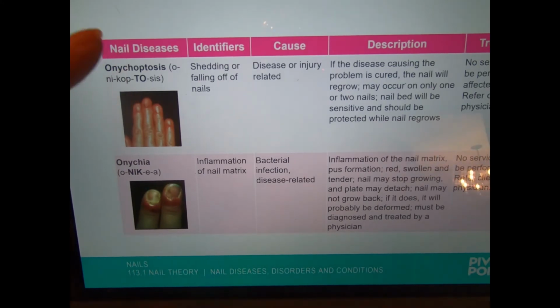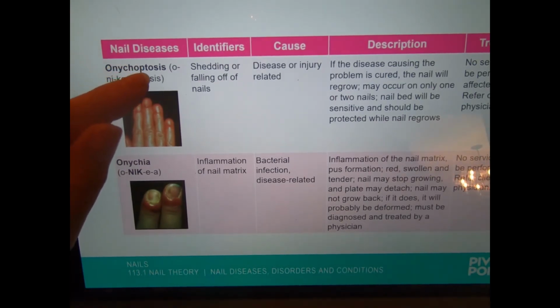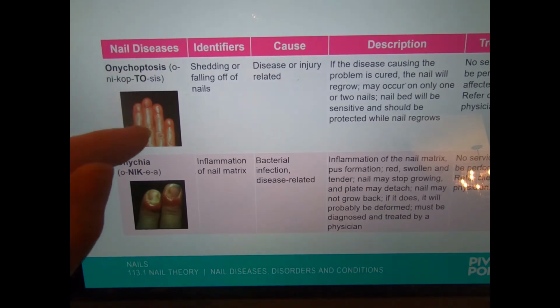Onychoptosis. On this one I want you to remember the PT, which stands for physical therapy. Again, another stupid story to help you remember this. When I was in high school, my big toenails would fall off every year because I played basketball.